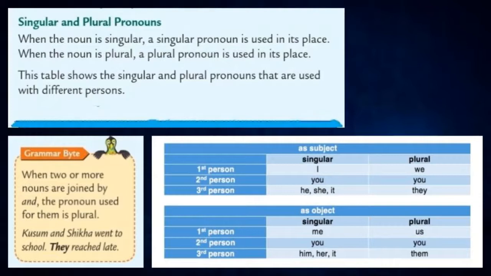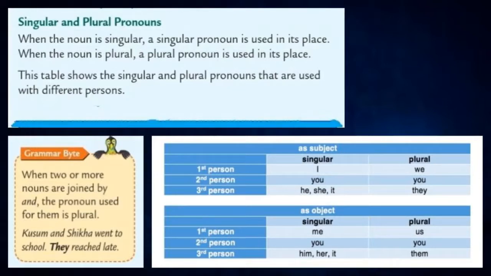Let's move to the second one. In second person, we use you as subject. The same we should use in plural also. Let's move to the third one. The singular pronouns are he, she, it. In plural form, we can use they.